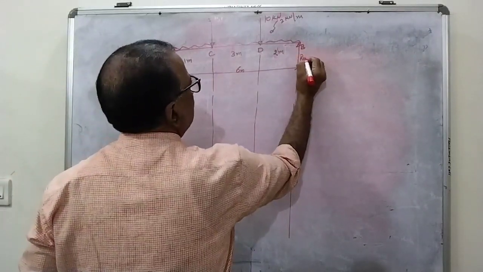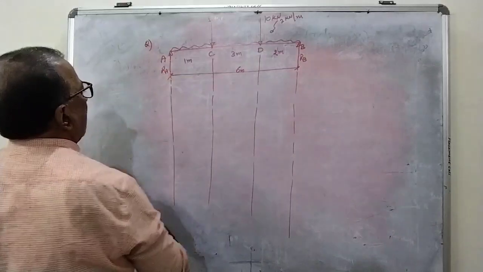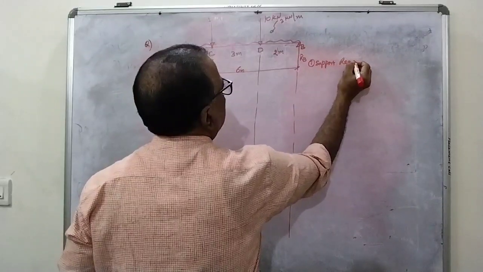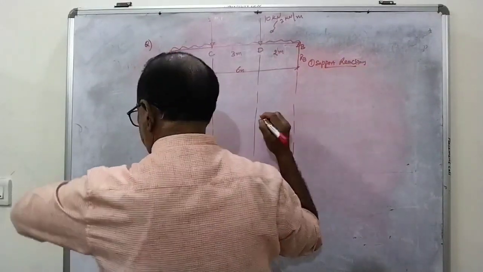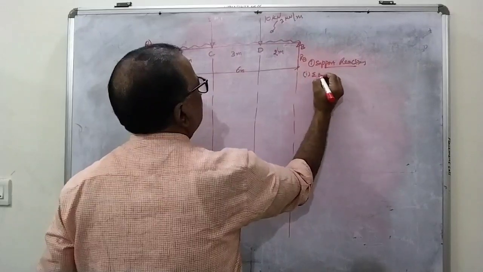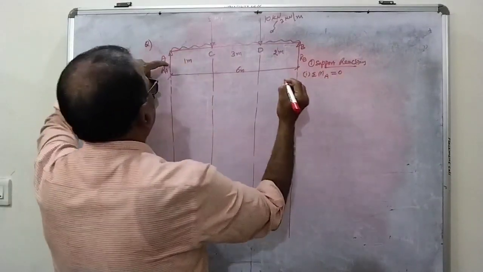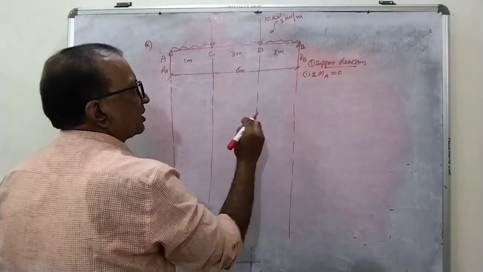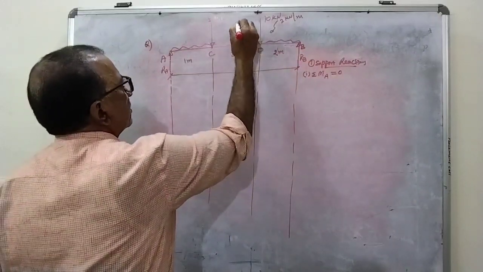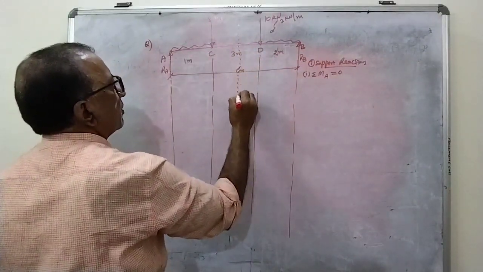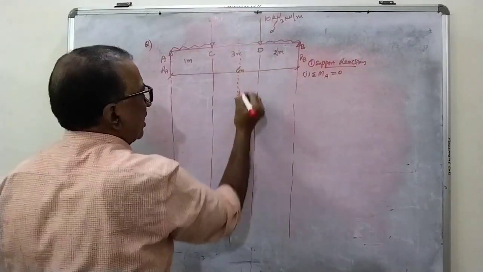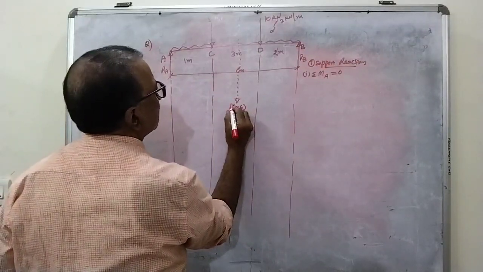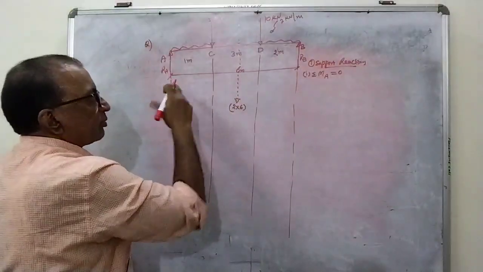So first thing is RB, RA. So first is support reactions. Number 1, algebraic sum of moments about A is equal to 0. But better for the support reactions, you calculate the total UDL first. For 1 meter it is 2, for the total it is 6. So it is 2 into 6. This equivalent UDL is meant for the support reaction first.